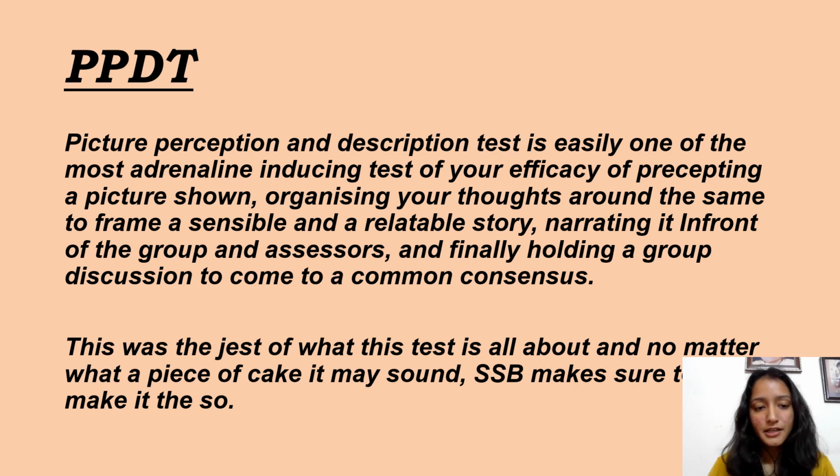So, we are obviously shown a picture for a given period of time, and then we have to perceive the picture. Now, the picture might not be very clear. It might be a little hazy or super blurry. There have been instances where the picture was so blurry that there was no way that you could even define how many people there are, or what their gender is, or what the surroundings are.